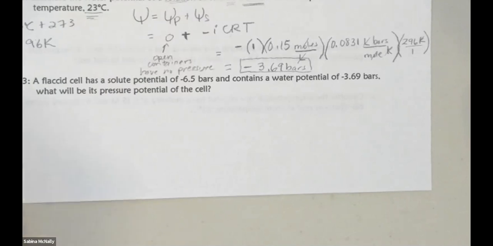You're going forever. Okay, so let's look at the last sample problem. A flaccid cell, again, flaccid. You think flaccid, you're thinking that, right? That means that there's no pressure. Okay, so usually there's no pressure. Okay. So let's keep going.